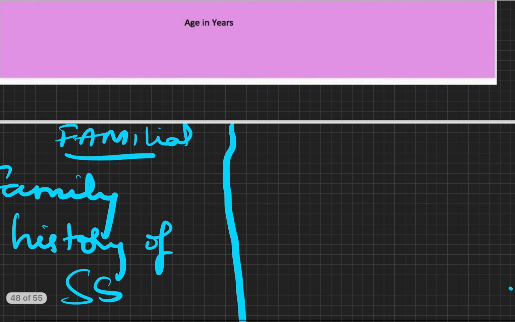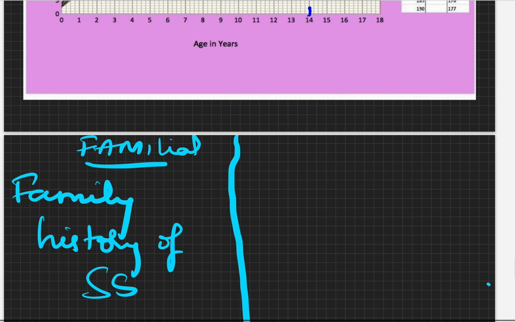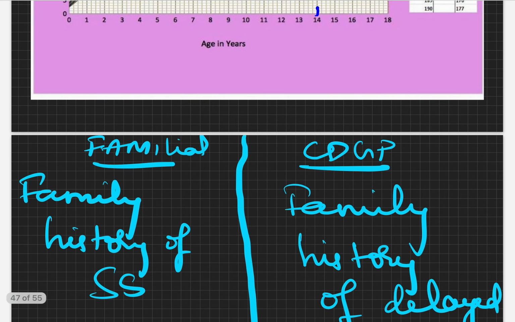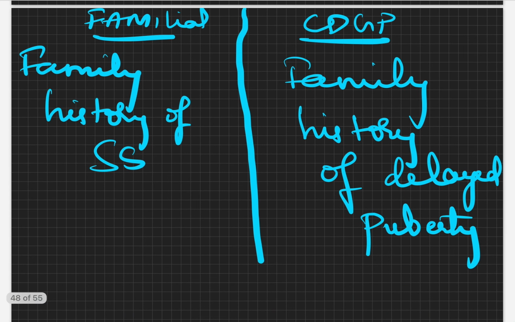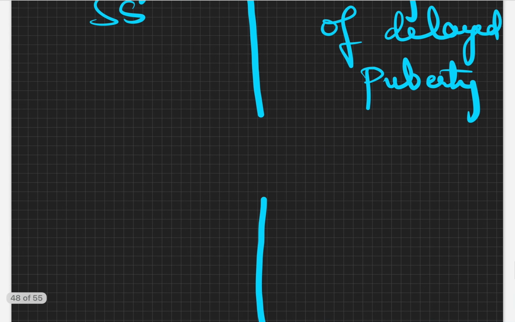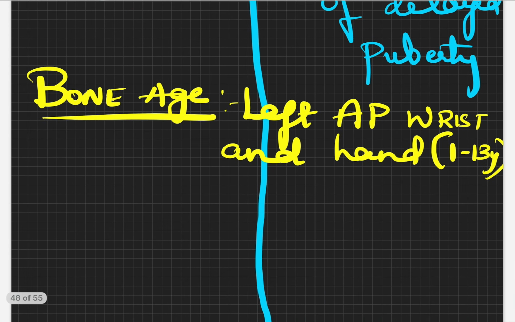In familial short stature, there is a family history of short stature. In CDGP, there will be a family history of delayed puberty. So we check bone age.